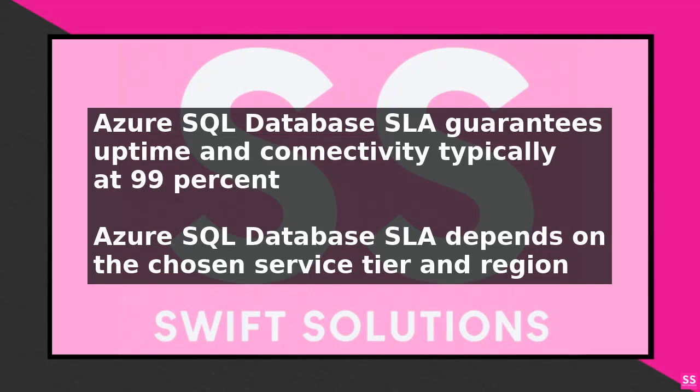To view the Azure SQL Database Service Level Agreement, start by understanding what the SLA entails. The Azure SQL Database SLA guarantees a certain level of uptime and connectivity, typically 99.99%, depending on the chosen service tier.